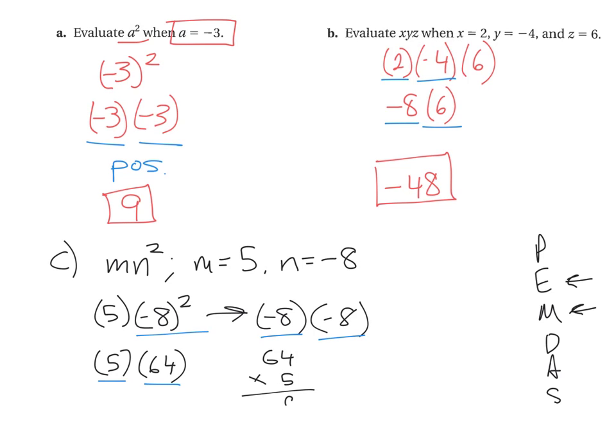4 times 5 is 20. I carry the 2. 6 times 5 is 30, plus 2. 64 times 5 is 320, and my answer is positive. And there we go. There's our answer.